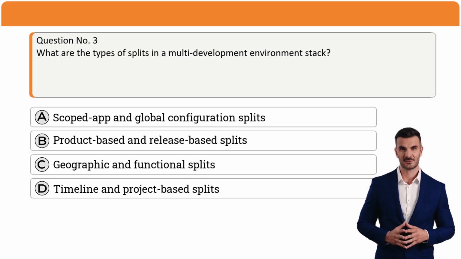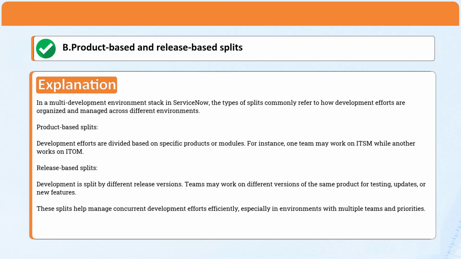Question number 3. What are the types of splits in a multi-development environment stack? A. Scoped app and global configuration splits. B. Product-based and release-based splits. C. Geographic and functional splits. D. Timeline and project-based splits. Correct answer. B. Product-based and release-based splits.